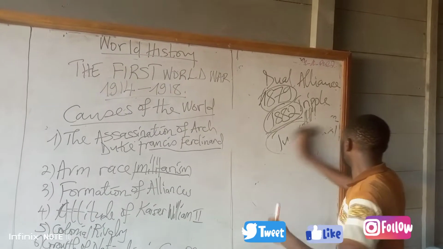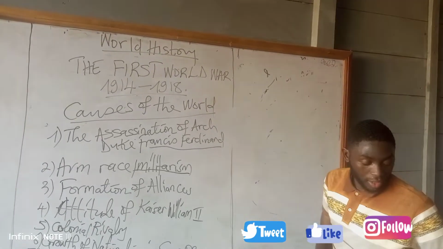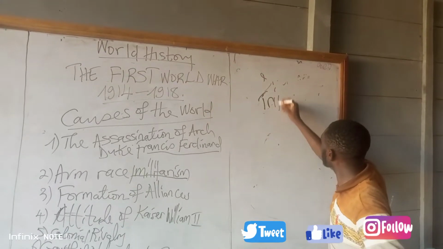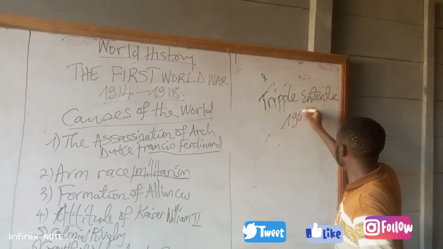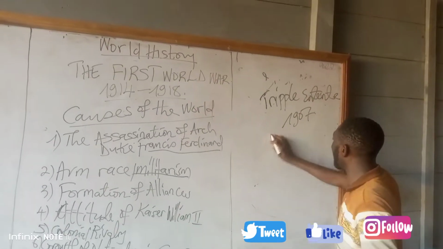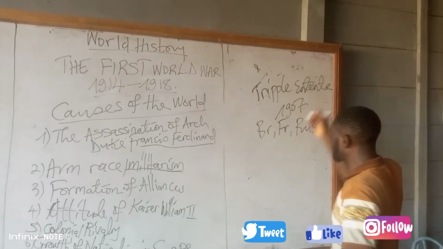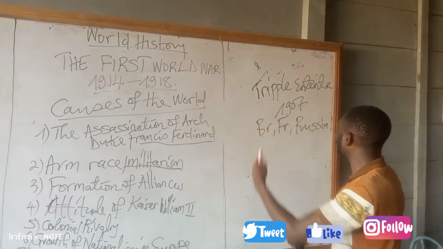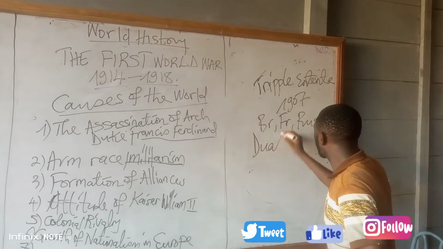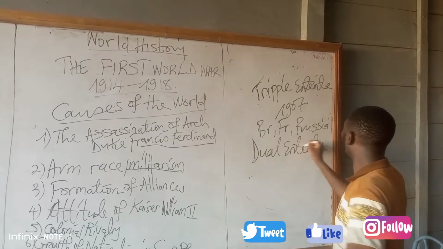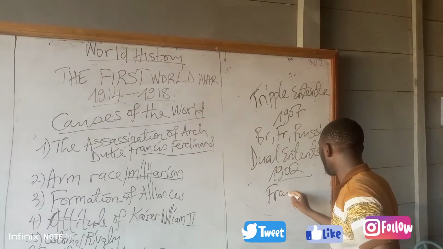Another alliance that came up in Europe was called the Triple Entente. The Triple Entente was formed in 1907. Which were the members of the Triple Entente? There was Britain, there was France, and there was Russia. Now, how did the Triple Entente come about? The Triple Entente all started with what we call the Dual Entente. The Dual Entente was formed in 1902 between France and Russia.